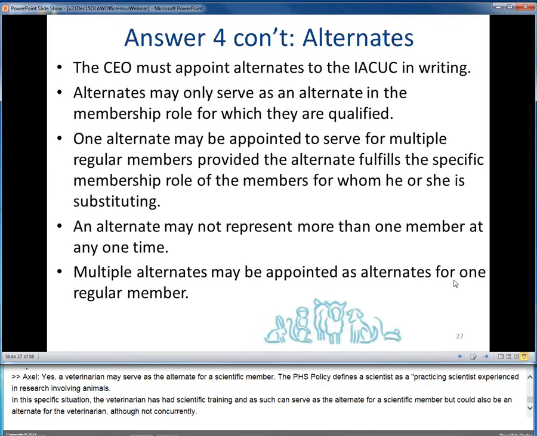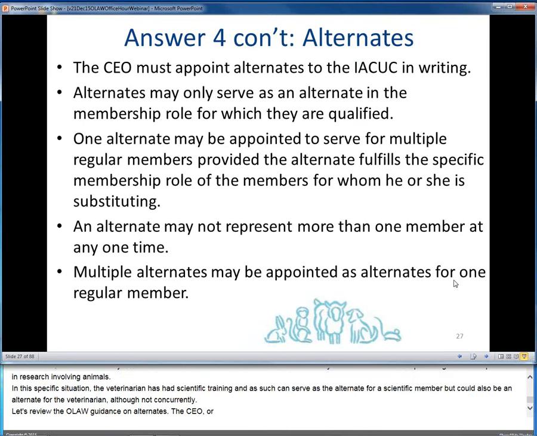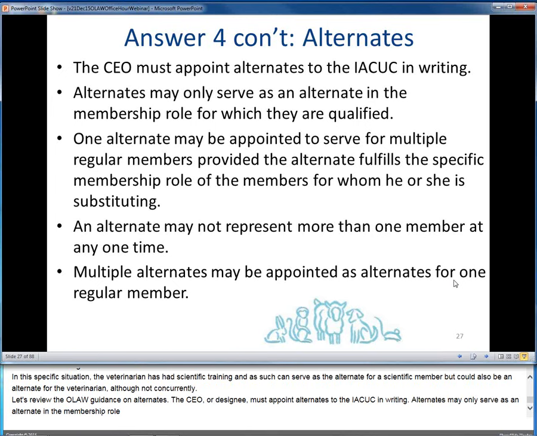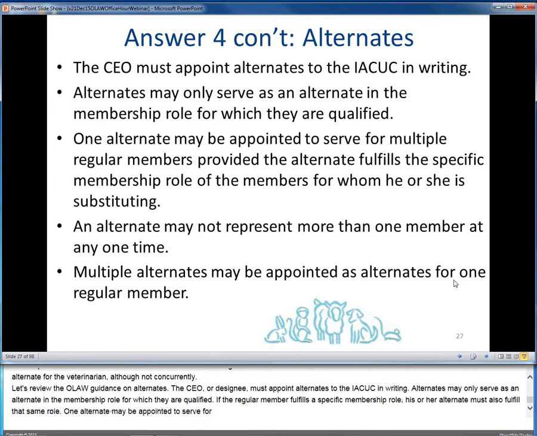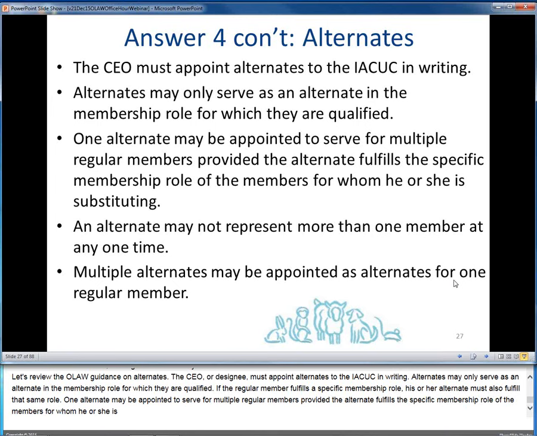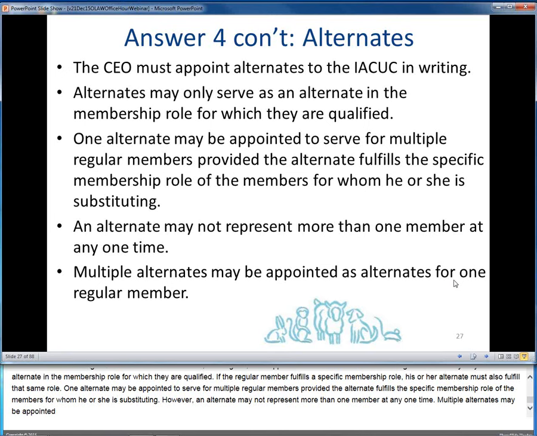Let's review the OLAW guidance on alternates. The CEO or designee must appoint alternates to the IACUC in writing. Alternates may only serve as an alternate in the membership role for which they are qualified. If the regular member fulfills a specific membership role, his or her alternate must also fulfill that same role. One alternate may be appointed to serve for multiple regular members, provided the alternate fulfills the specific membership role of the members for whom he or she is substituting. However, an alternate may not represent more than one member at any one time. Multiple alternates may be appointed as alternates for one regular member.